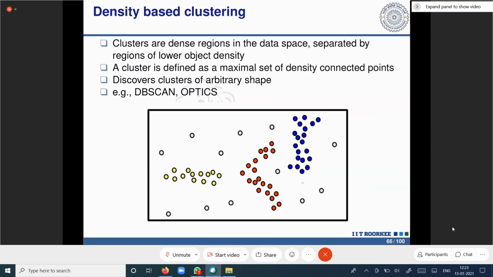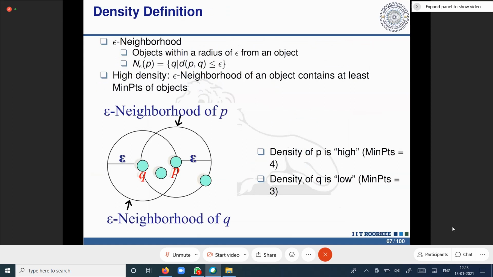And if there are no points or very few points between them, then they are usually outliers and are not considered part of a cluster. So a cluster is defined as the maximal set of density connected points, right? So the main concept here is density connectivity. Any 2 points should be connected by density, meaning there should be some points between them. And it discovers clusters of arbitrary shape. A few popular algorithms for density-based clustering are DBSCAN and OPTICS.